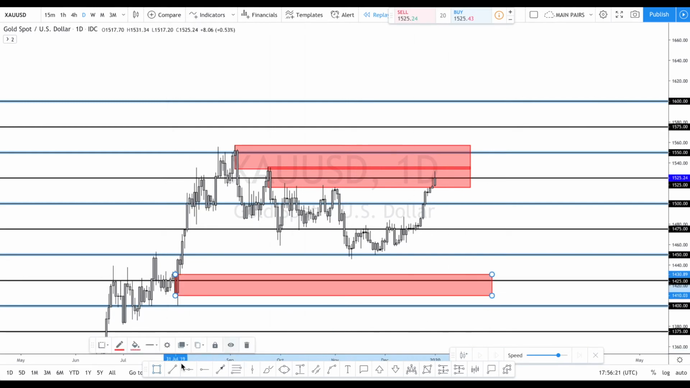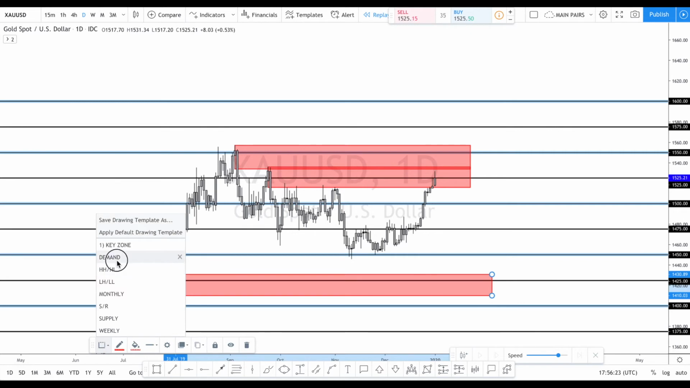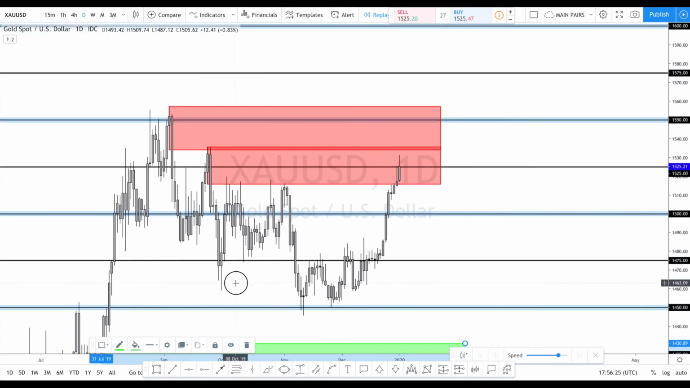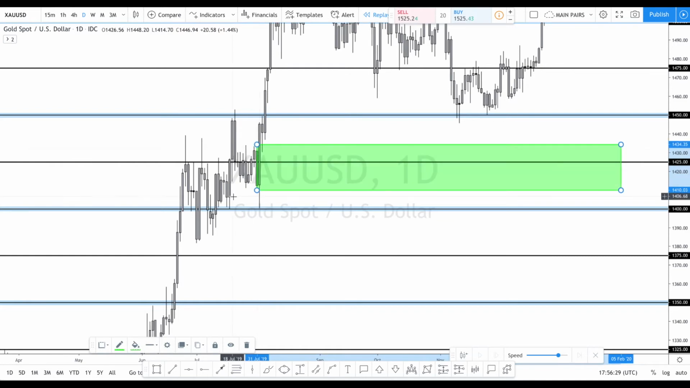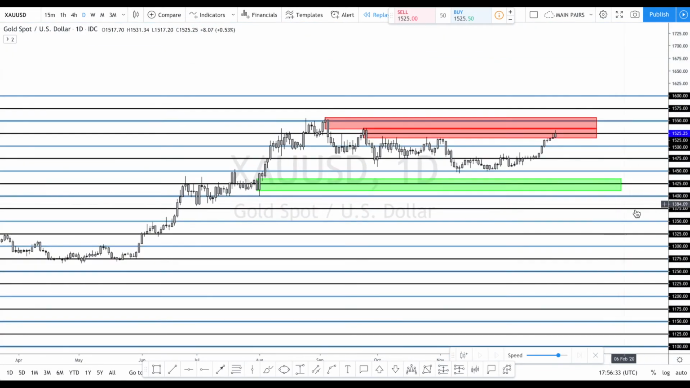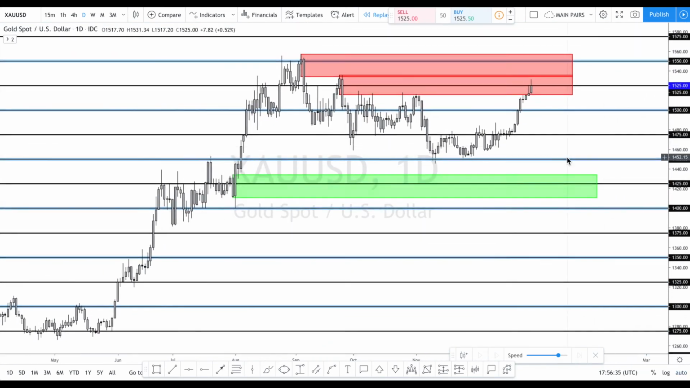Right here, you've got the demand zone here on gold daily. So you see the characteristics, a bit of consolidation, that candle before, and then we've gone a massive move away and we've gone bullish. So that's how I look at supply and demand.